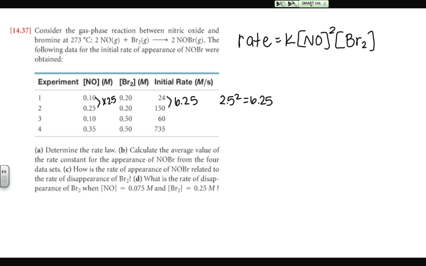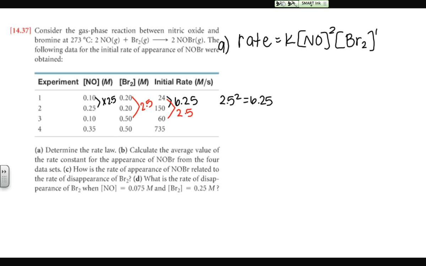A lot of people miss this step. They also miss this step in 14.34. So be aware of that. Second, I want to look at my Br2. So I want to look at one where my NO is held constant. So 0.5 divided by 0.2 is 2.5. And when I look at my rates, they are also 2.5. So if it's a direct relationship, then it's a first order. We don't actually have to write that in, but I will for our purposes here.